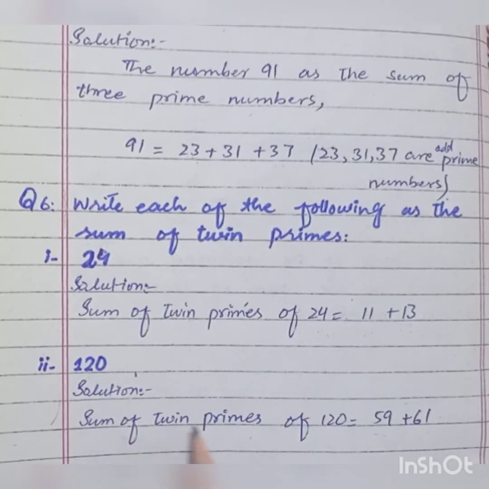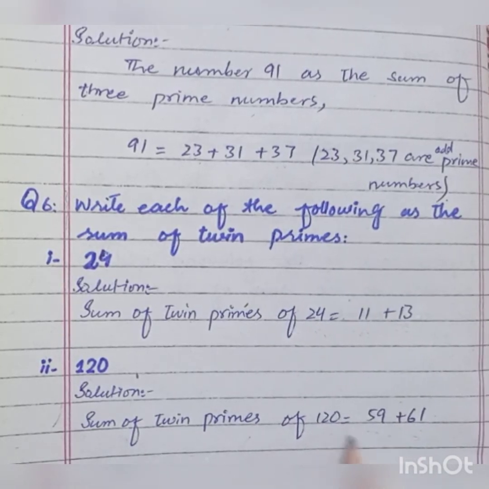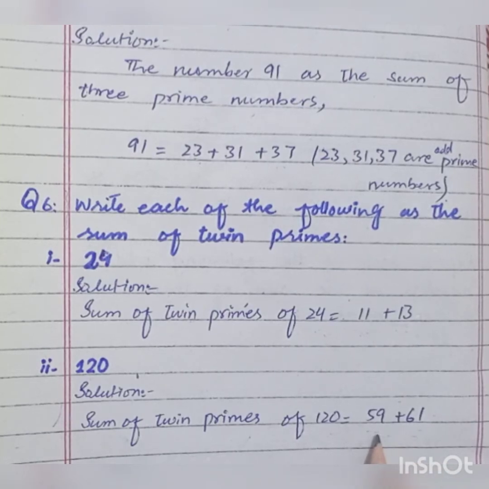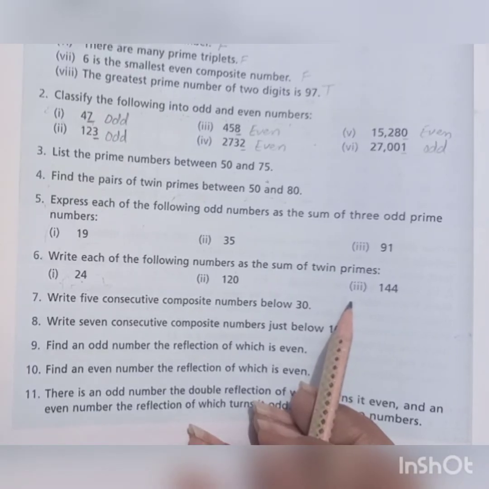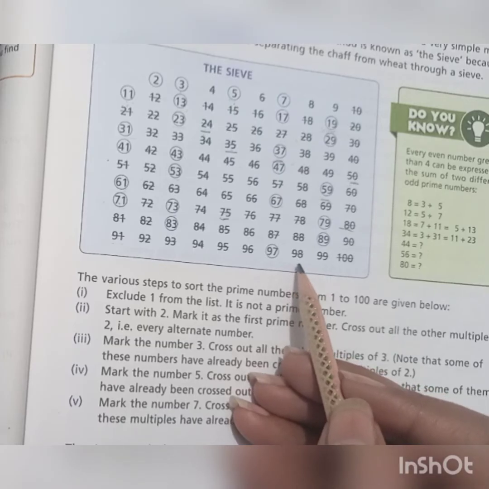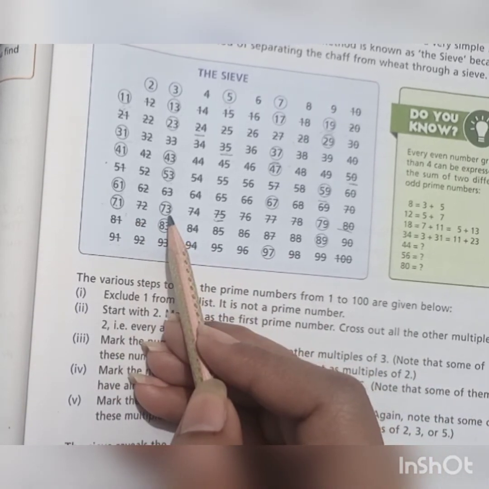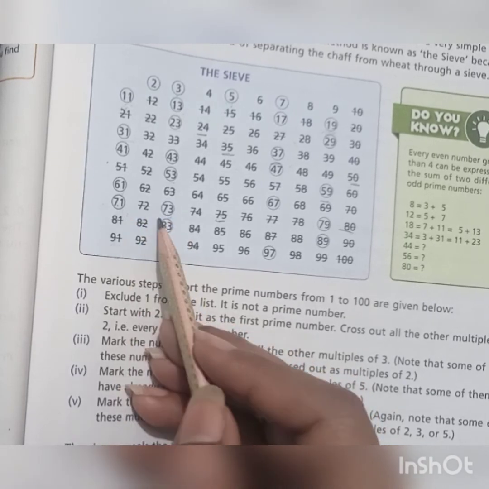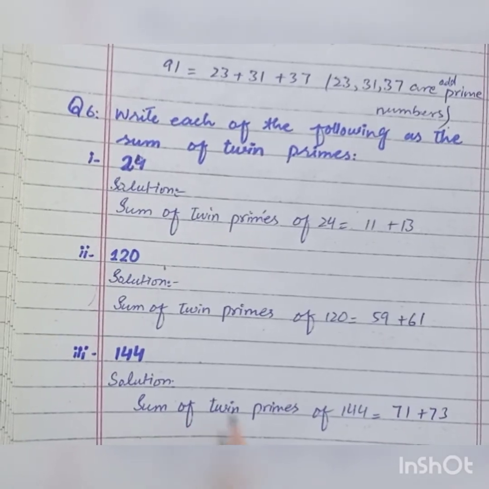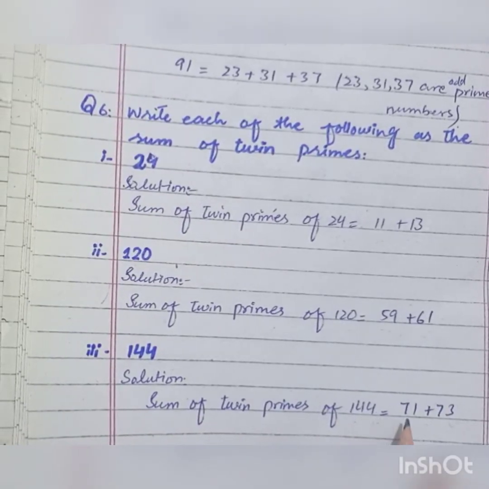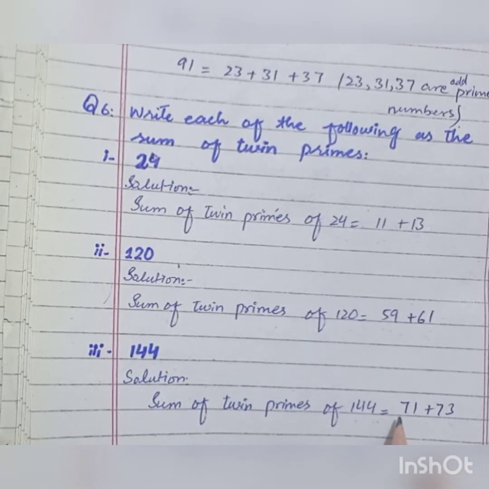Here is the solution: the sum of twin primes of 120 is equal to 59 plus 61, as their sum is equal to 120, and if we take the difference of both of these numbers, it would be 2, which shows that it is a pair of twin primes. Part number 3 is 144. Students, the number 144 is not included in this table, but the sum of 71 and 73 is equal to 144, and also their difference is equal to 2, which shows that this pair is twin primes. So here is the solution: the sum of twin primes of 144 is equal to 71 plus 73, and their difference is equal to 2, which shows this is a pair of twin primes.